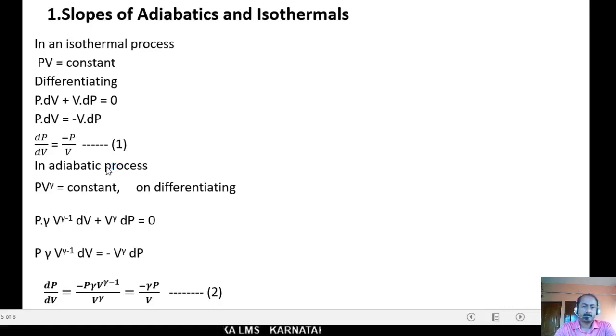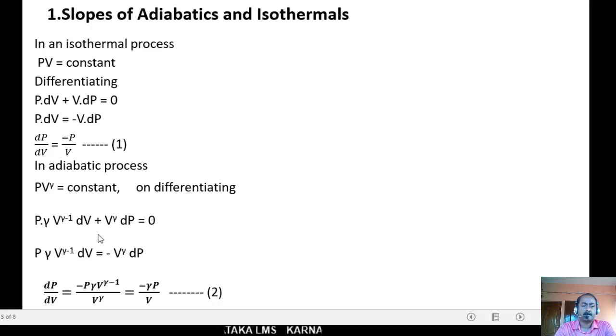This one is for isothermal. For adiabatic process, you take the relation P into V to the power gamma equals constant. On differentiating this, P is constant, so differentiate V to the power gamma. Gamma is constant, so it is gamma into V to the power gamma minus 1 into dV, plus V to the power gamma constant, differentiation of P is dP. This is equal to 0.